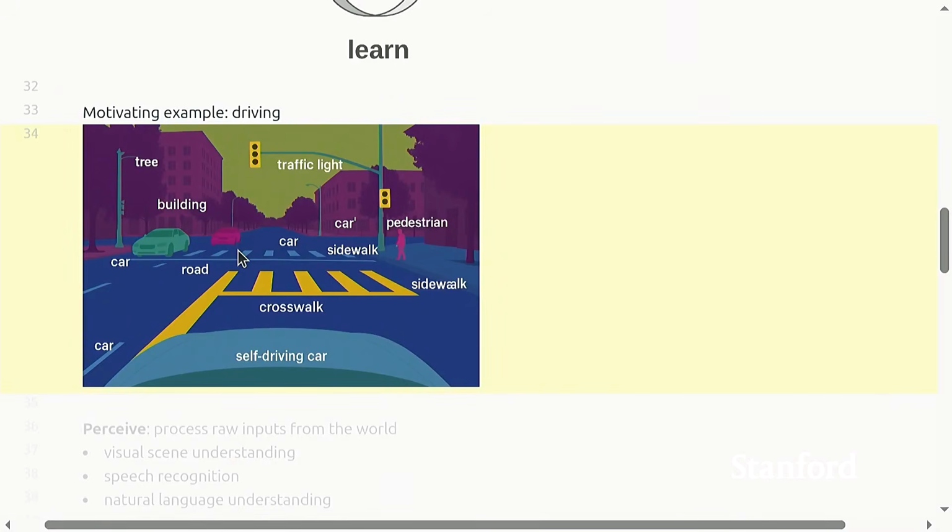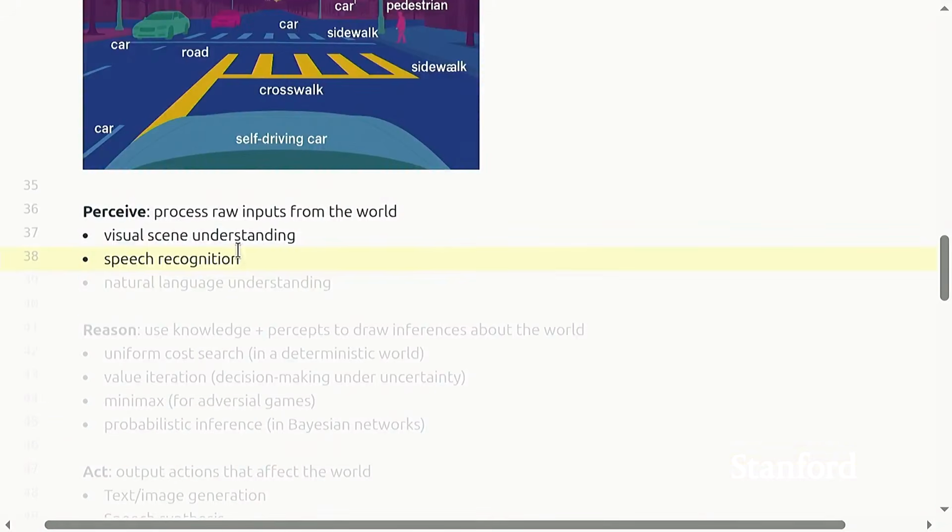And each of these four ingredients, if you were to unpack it, unpacks into a whole subfield's worth of research. So in this class, many of the methods that we are going to talk about fall into one of these four categories. For example, perception is about processing raw inputs from the world and turning them into some sort of representation or understanding. This includes things like visual scene understanding, making sense of images and videos, speech recognition, or more generally audio perception, making sense of sounds, and natural language understanding, text on the web or in messages, making sense of that.